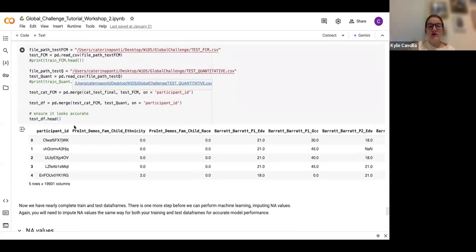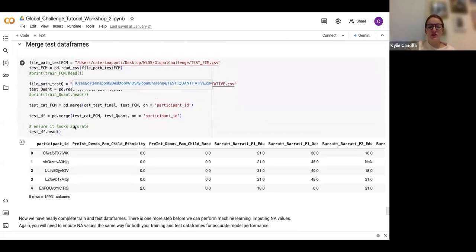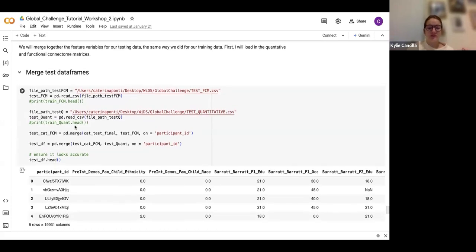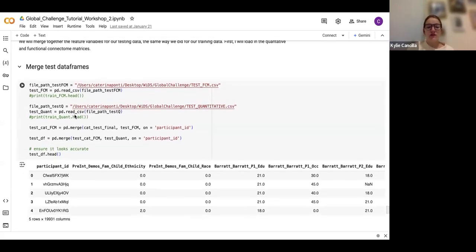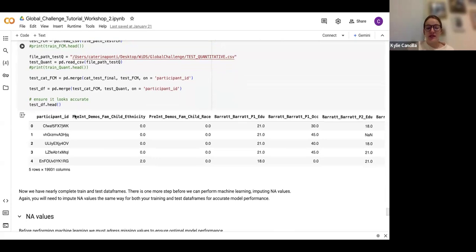First, we are going to use the pandas merge function with our encoded categorical data with the functional connectome matrices for our testing data, and then we will merge that data frame with the testing data for our quantitative data. And then we have created our final feature variable data frame for our testing data.